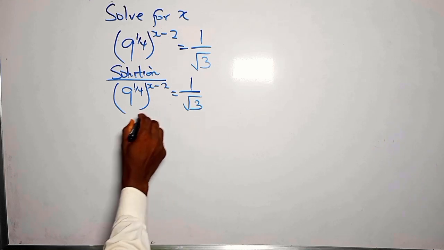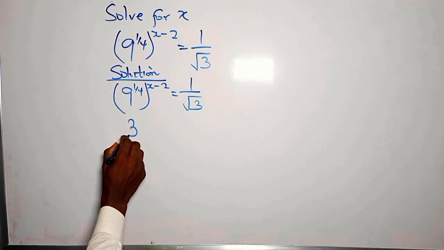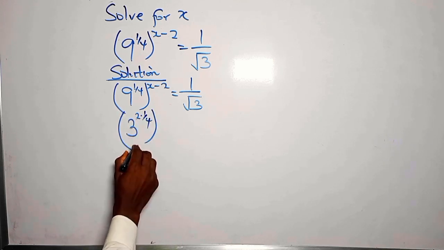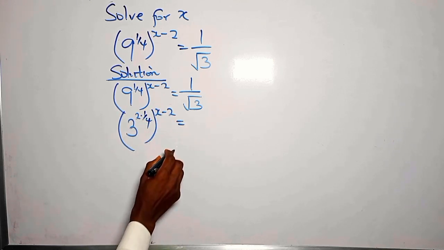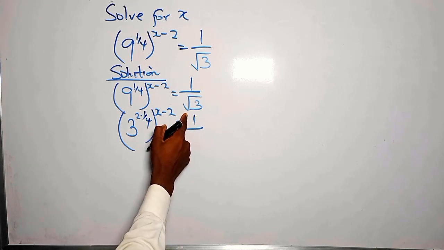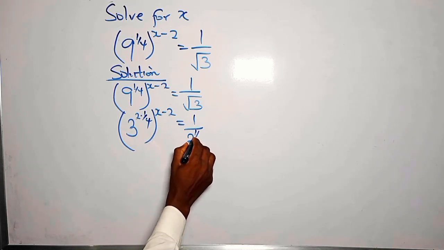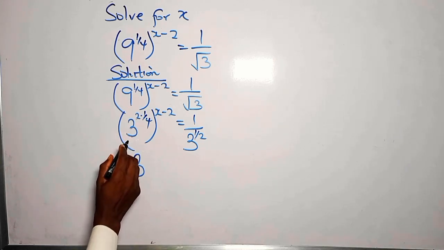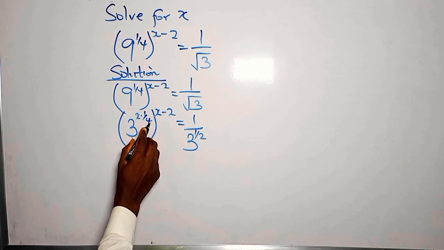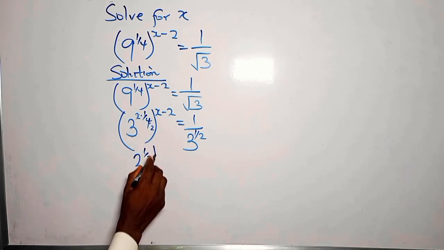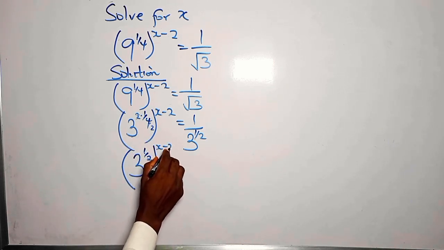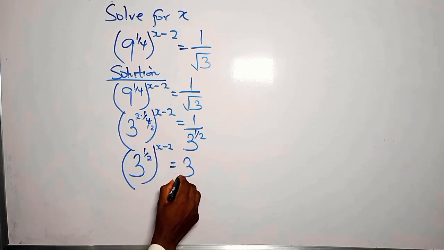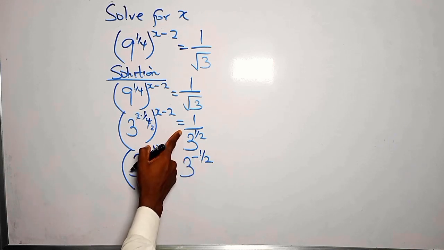root 3. Okay, so for 9, we can write this as 3 raised to power 2 times 1 over 4, within the bracket, raised to power x minus 2, equals 1 divided by, so for root 3, we can write it as 3 raised to power half. Okay, so for this, we have it as 3. So when we simplify this, 2 here is 1, 2 here is 2, so we have it as half, raised to power x minus 2 equals, so we can write this as 3 raised to power minus 1 over 2 as a result of this.